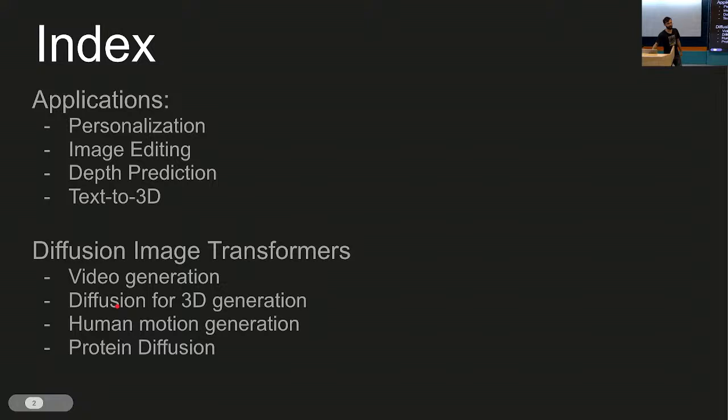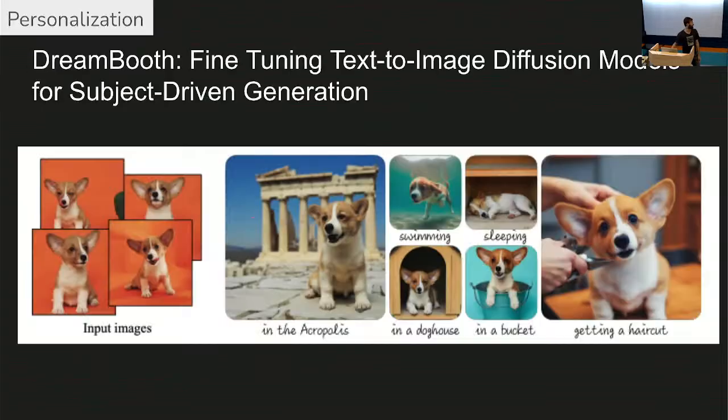So yeah, this is the index. We'll talk about personalization and some applications in image editing. Can we use the diffusion model to perform depth prediction? How can we use these models for 3D generation, and for applications along the lines of diffusion transformers? Can you use them for protein folding, human motion generation, and so on?